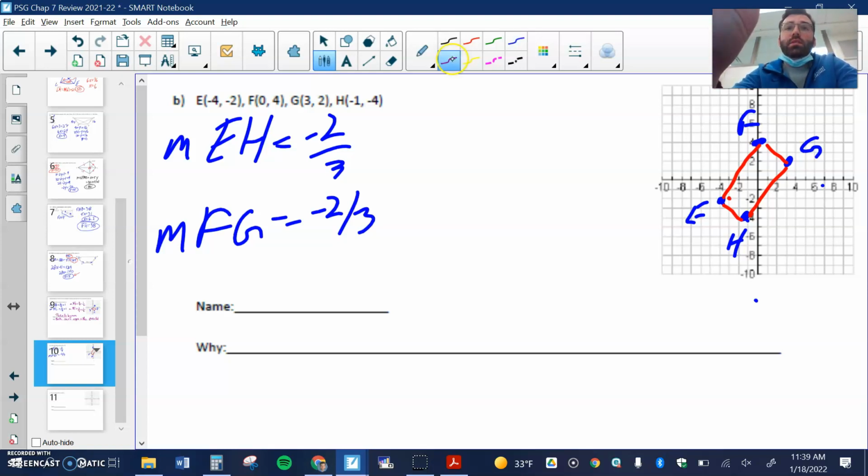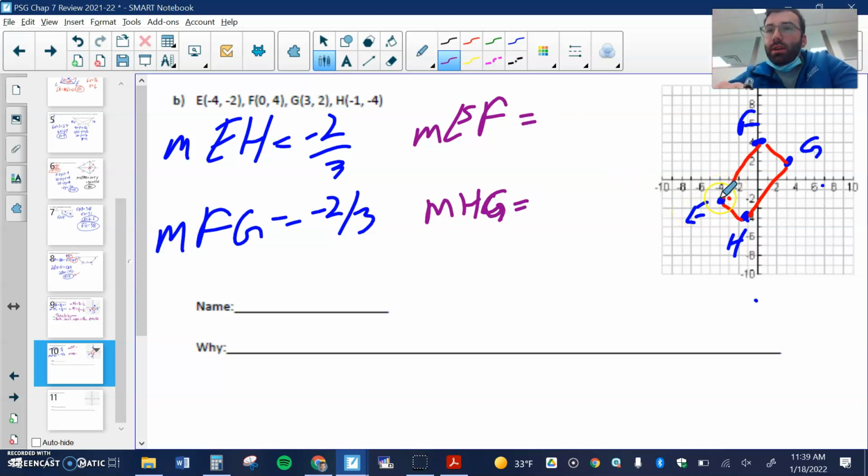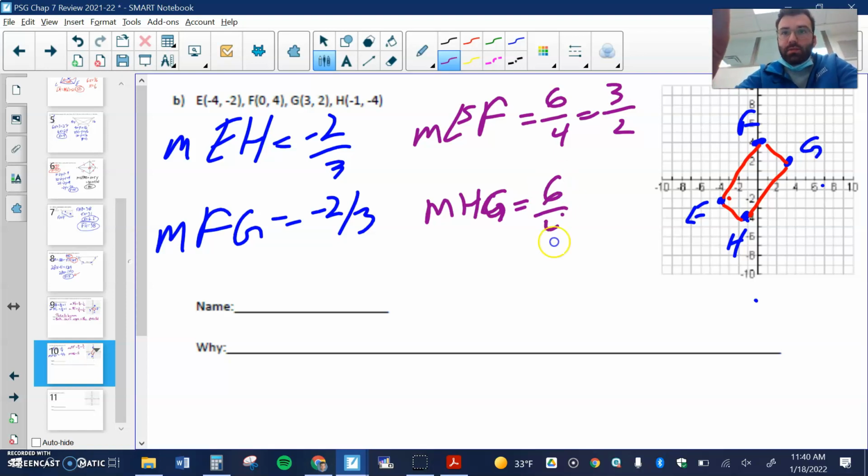All right, now I want to check the slopes of EF and the slope of HG. So E to F is going to be up a lot. So up a lot over a lot. So it's going to be up, what, 2, 6 over 4. Which if you reduce is 3 over 2. And then HG, from H to G, remember I'm going from H to G left to right, not G to H. That's going to be up 6 over 4, which is also 3 over 2. So both pairs of opposite sides are parallel, so it could be a parallelogram.